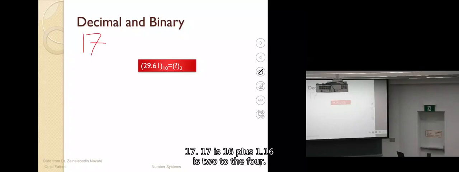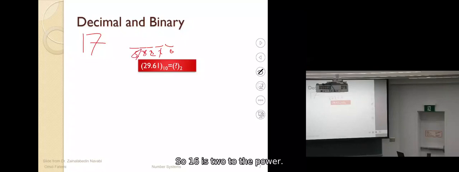17 is 16 plus 1. And 16 is 2 to the 4. So if we start from here, this is 1, this is 2, 3, 4, 5. Oh, sorry. It is 0, the power of 0, 1, 2, 3, 4, and so on. So 16 is 2 to the power.